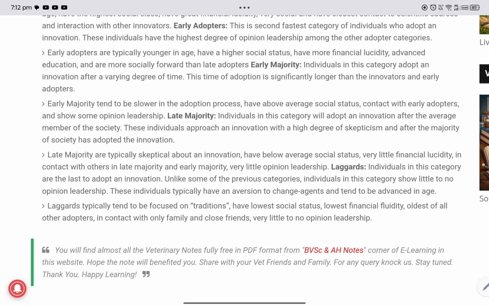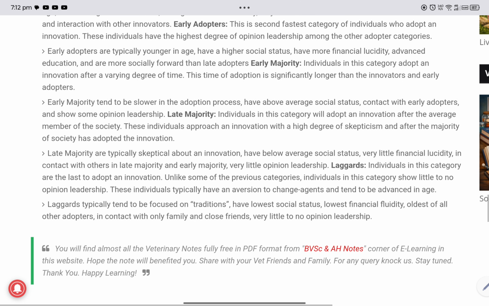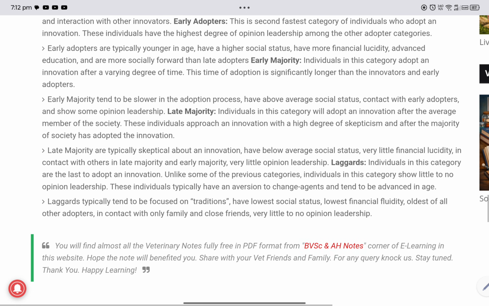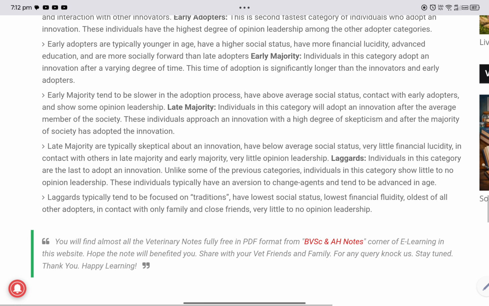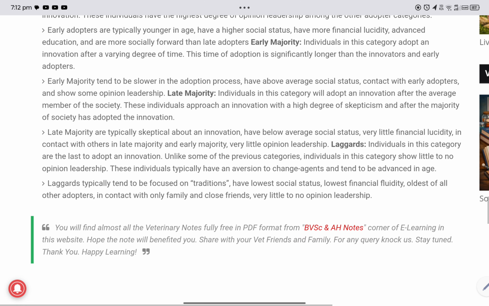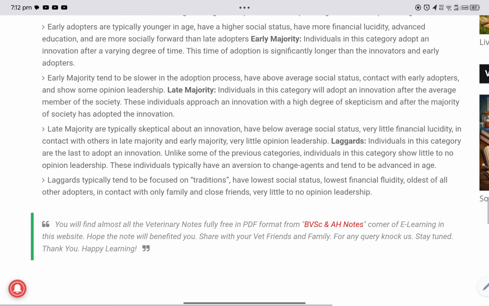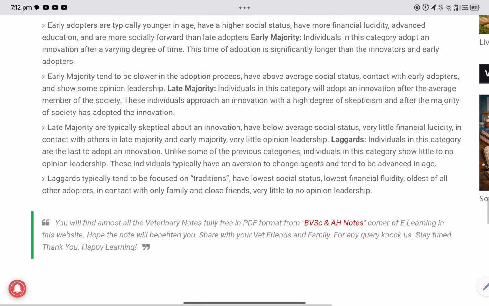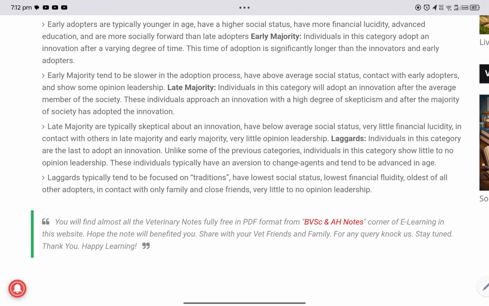Early majority. Early majority individuals in this category adopt an innovation after a varying degree of time. This time of adoption is significantly longer than the innovators and early adopters. Early majority tend to be slower in the adoption process, have above average social status, contact with early adopters, and show some opinion leadership.